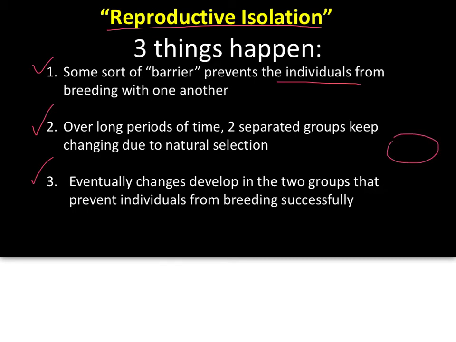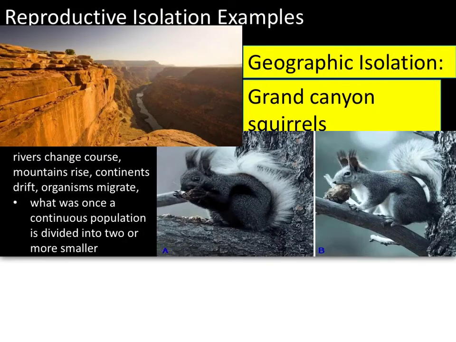They happen to start as one population of individuals, and for some reason, some barrier forms that we're going to talk about in a second, but you end up with separate reproductive pools, reproductive populations, and there is no interbreeding. That's reproductive isolation. So, quick examples of reproductive isolation.